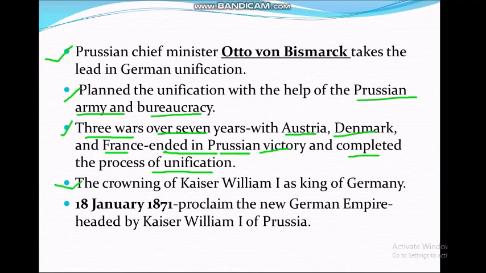The crowning of Kaiser William I. Actually, he was king of Prussia, and he became the emperor of Germany. In January 1871, the Prussian King William I was proclaimed German emperor in a ceremony held at Versailles. At Versailles, the representative proclaimed Kaiser William I the emperor of Germany.